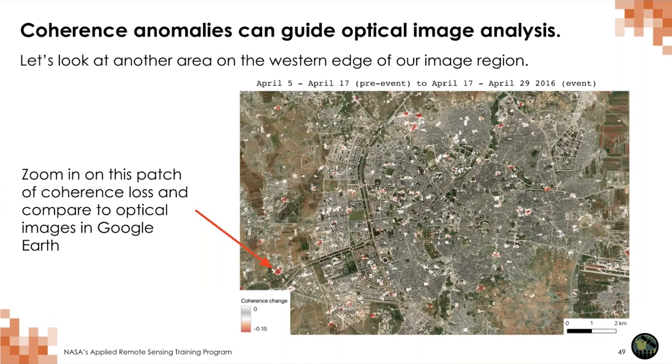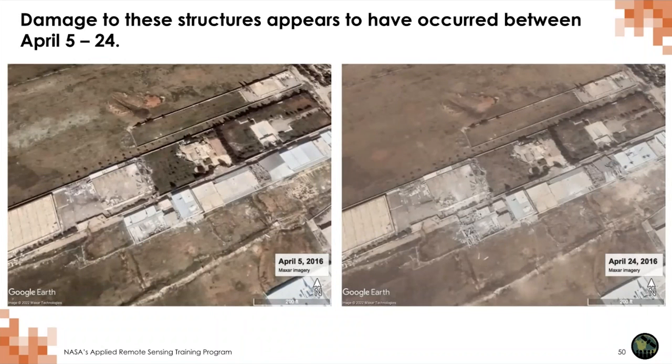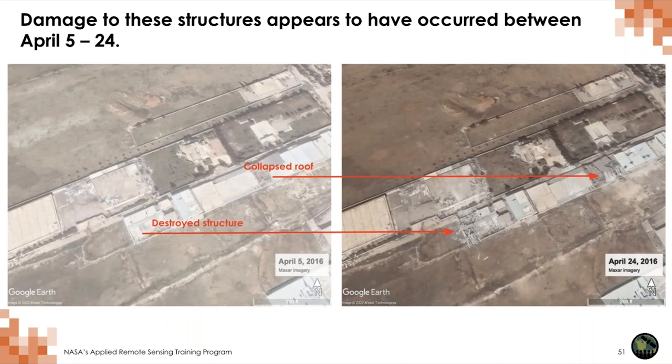We can further use the InSAR data to guide optical image analysis. So let's look at another region where there was a greater than 15% decrease in coherence on the western edge of our image region. And we'll zoom in on the patch, similarly using Google Earth Pro optical imagery. And we'll see damage that occurred between April 5th and April 24th in this case. There was a destroyed structure at this part and a collapsed roof, probably some other damage that I don't notice. But this is just to illustrate that decreases in coherence can guide optical image analysis.